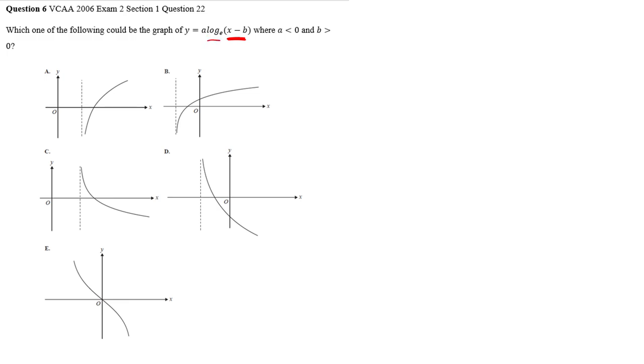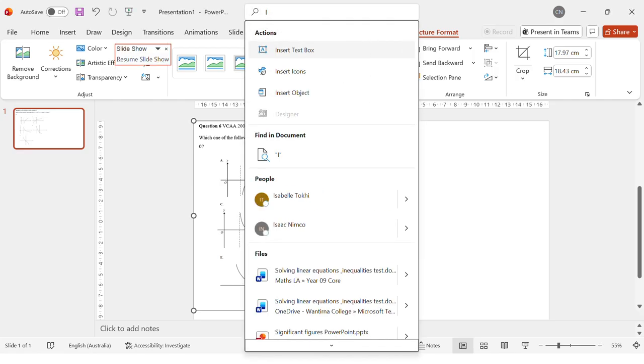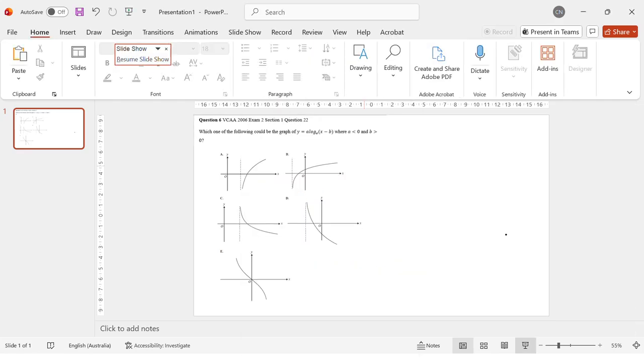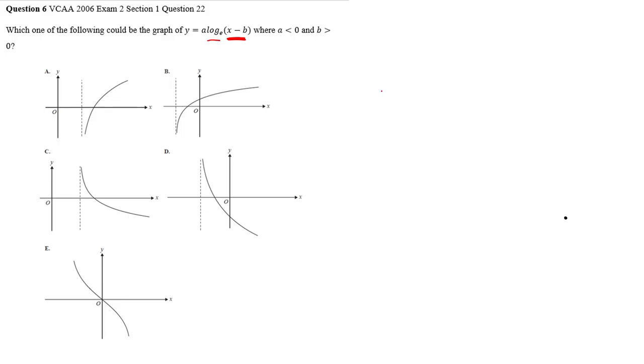And what does a log function look like? Straight away with a log function, we know a log function is automatically going to go through the x-axis at 1. So it's going to be looking like this. That's the first thing. This b is a horizontal shift.